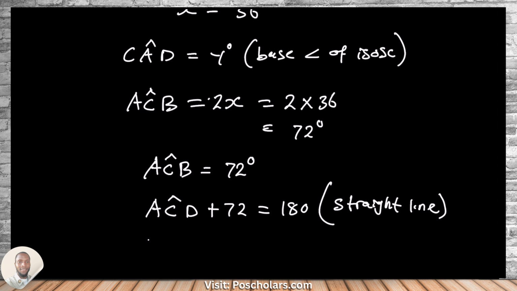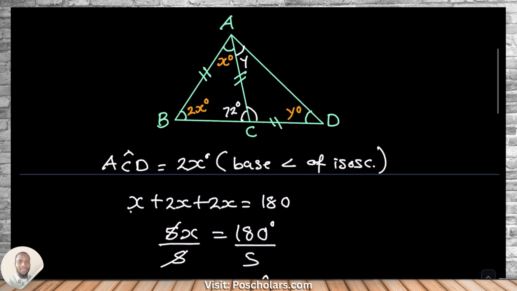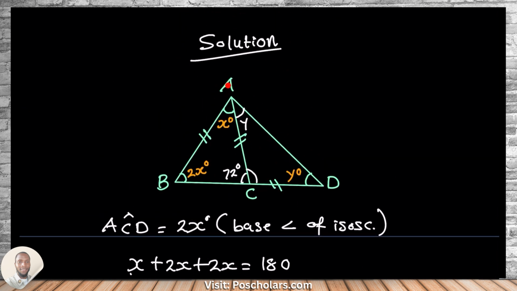Now, ACD is equal to, subtract 72 from both sides, then you have 180 minus 72. And 180 minus 72 gives 108 degrees. So we have gotten ACD as 108. ACD, so this angle here is 108 degrees. So we can just write 108.